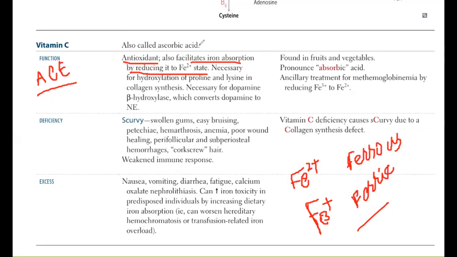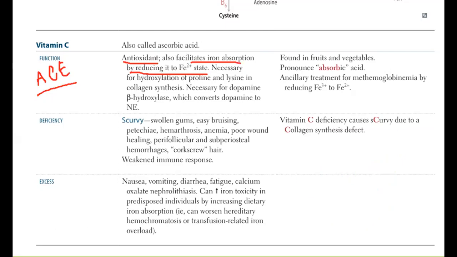Okay, so it facilitates iron absorption by reducing it to a ferrous state. That is, it converts ferric into ferrous. Okay, so let me share with you my whiteboard. So let me tell you how it does that thing so that you may remember it for a long period of time, and also it will help you in understanding the iron absorption.